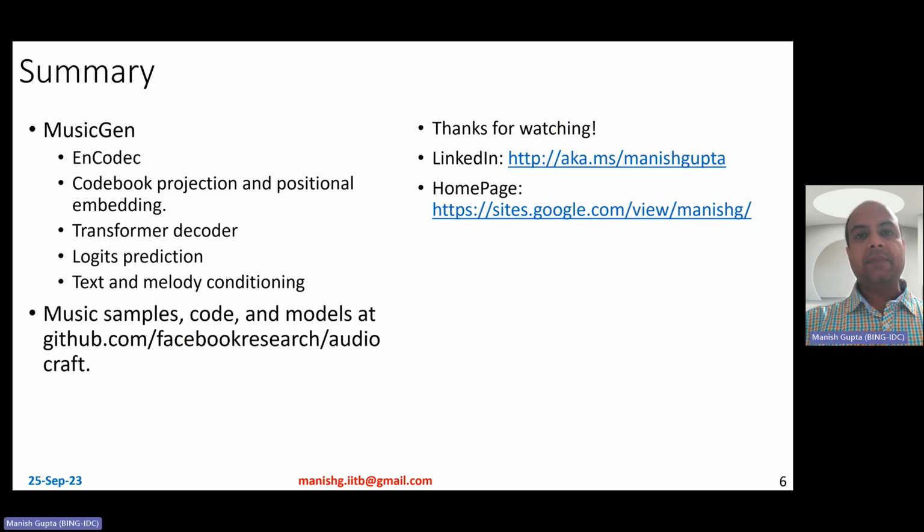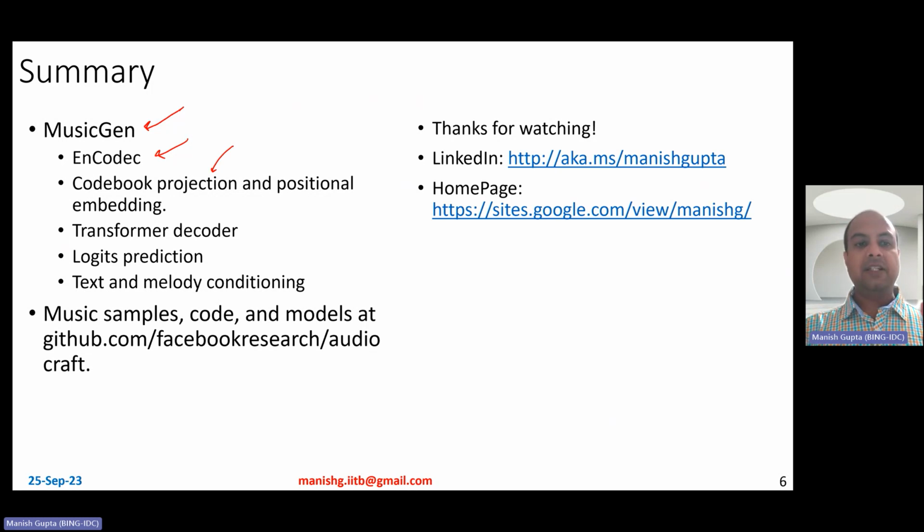Okay, so in summary, in this video, I talked about MusicGen, which is essentially a large language model to generate music conditioned on text or even input melody, right? It comprises several interesting pieces in the architecture. The first one is EnCodec, which is a convolutional autoencoder. Then you have residual vector quantization. You have codebook projection and positional embedding also being added.